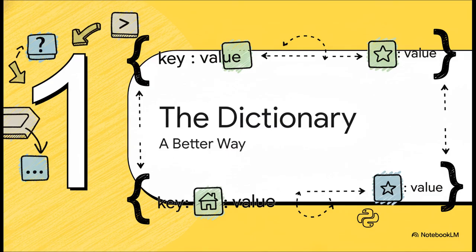But here's the good news. Python gives us a much better tool for this exact job. And that tool, my friends, is the dictionary. It was basically built to solve this very problem of mapping one piece of information to another. And just look at the difference here. It's night and day, right?